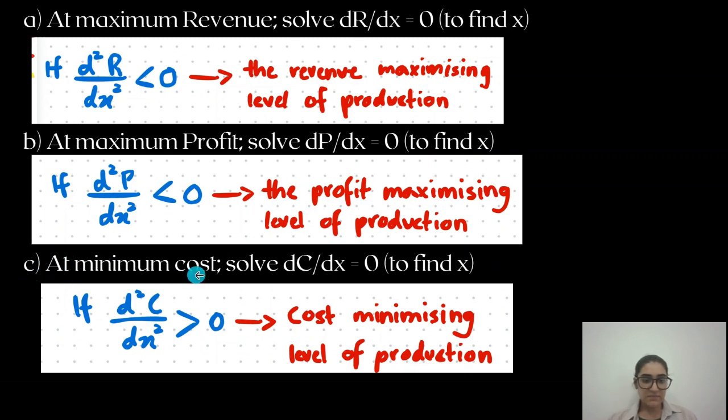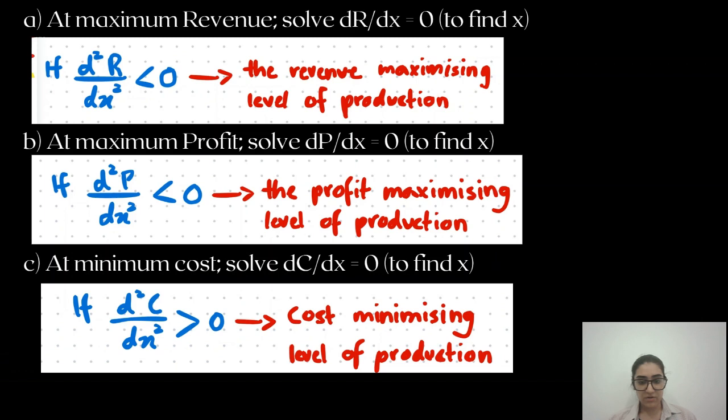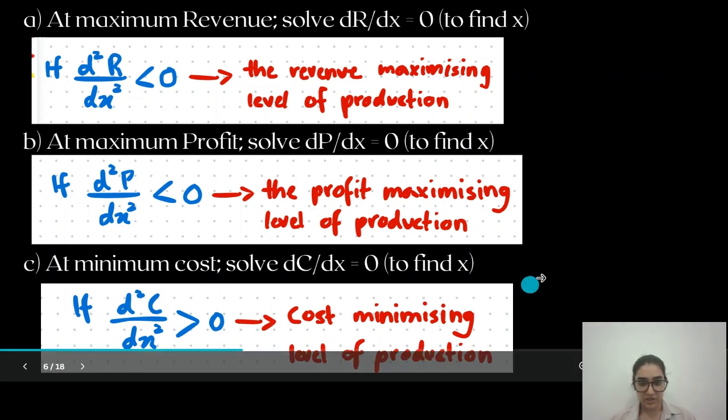Now case C is minimum cost. We have to solve dC by dx, which is the marginal cost, and we equate it to 0 to solve for x. Again, we can test it by using the second derivative test, but in this case it has to be greater than 0 for the cost to be minimizing level of production.